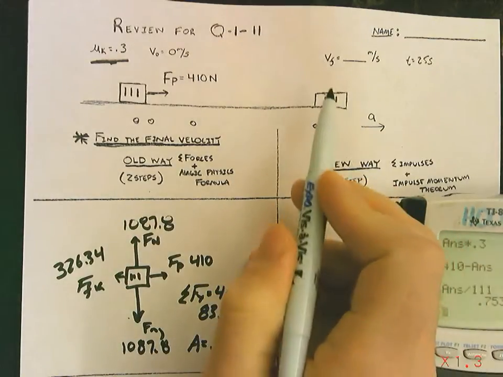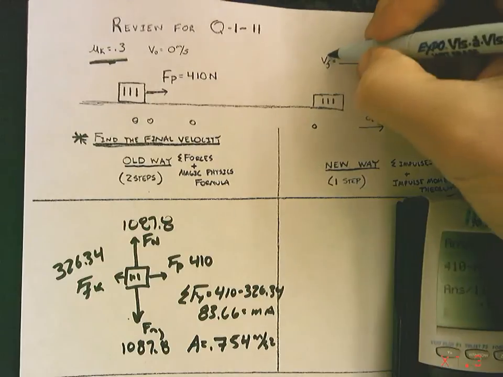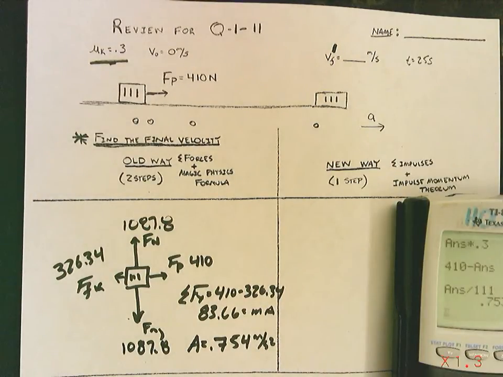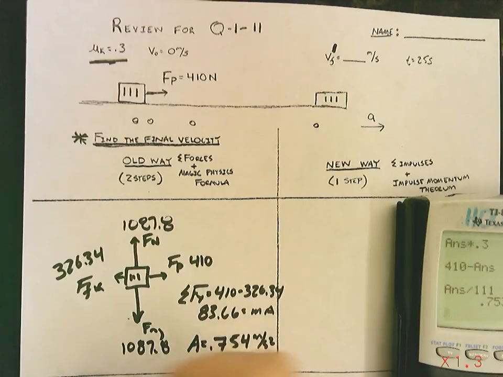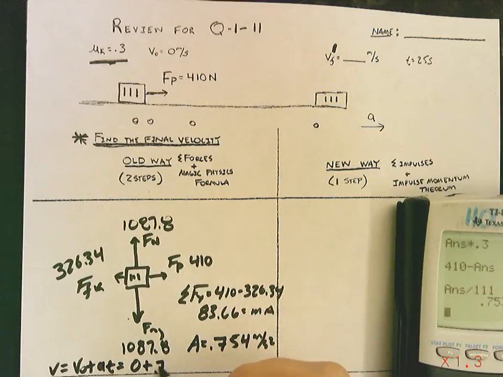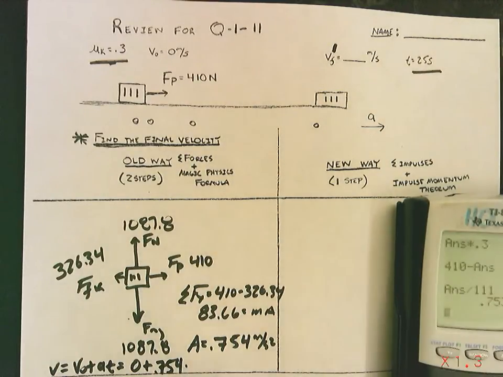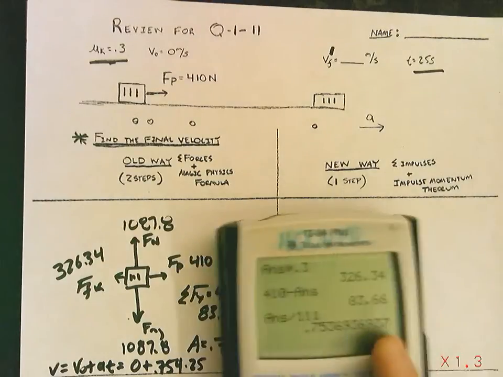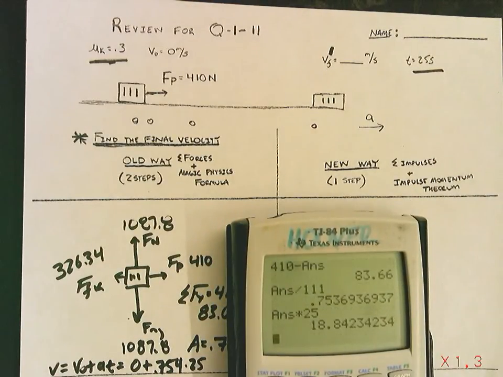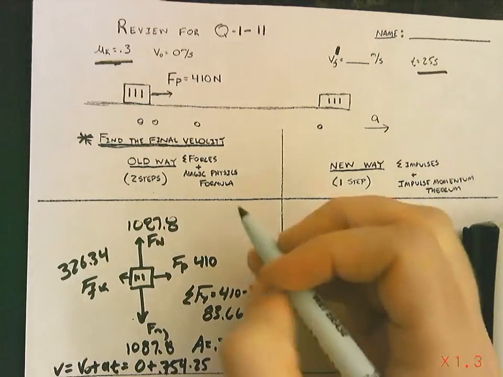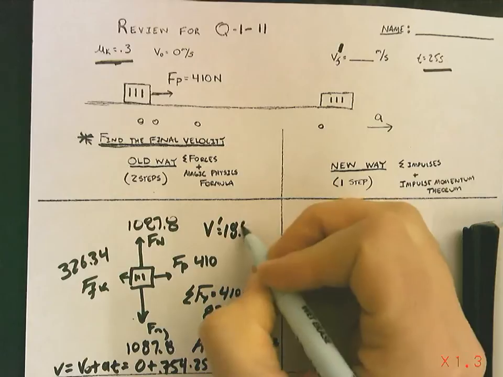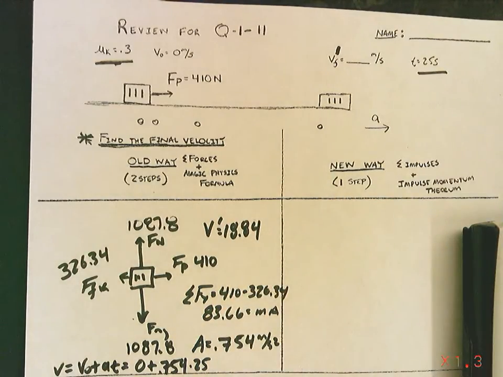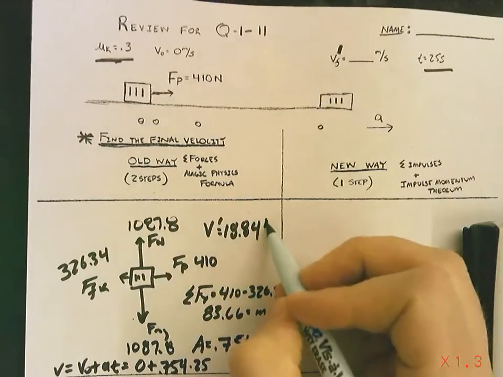What we're searching for is the final velocity. In class, I've been using v prime. V sub f also stands for final velocity. So we can plug that into magic physics formula number 1, which starts at rest, and the acceleration 0.754 times the time we pushed it for, 25 seconds. So take your previous answer times 25. That gives us 18.84 for V final. So that's how we do the old way. Oh, don't forget your units.